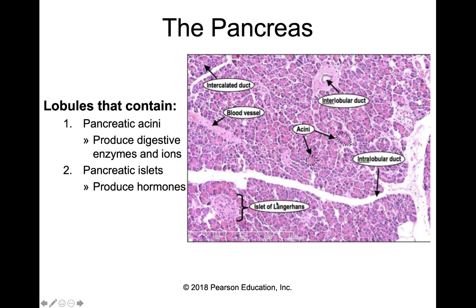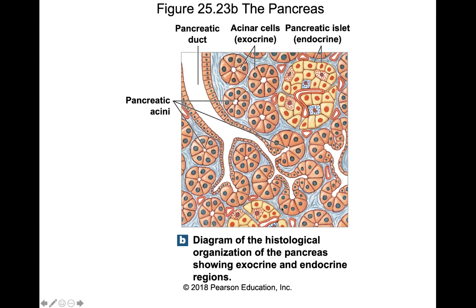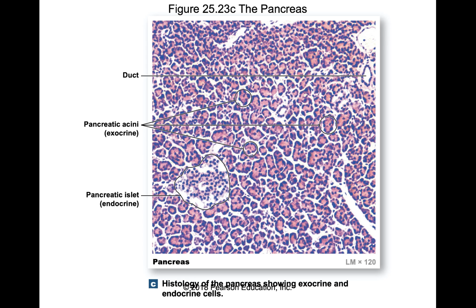This is the old name, I believe. This is the cartoon version. The acini cells are the exocrine, and the pancreatic islets are the endocrine function of the pancreas. Here's another picture. So that's it for the digestive system.